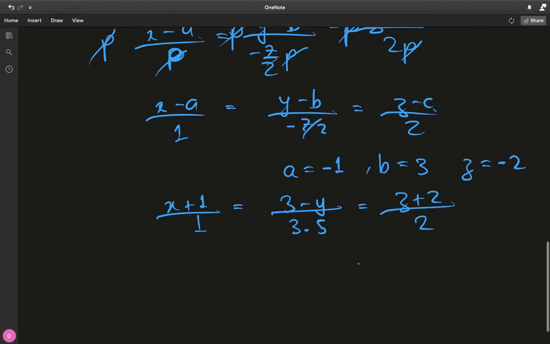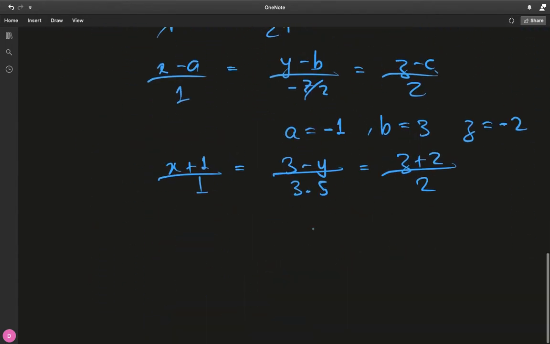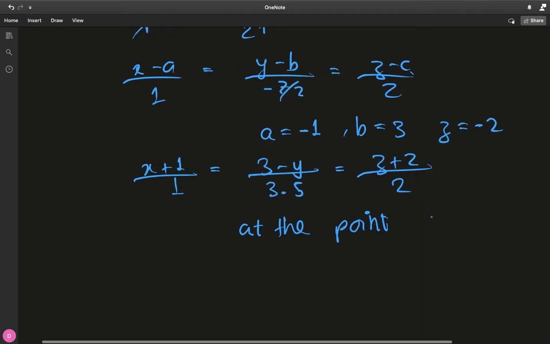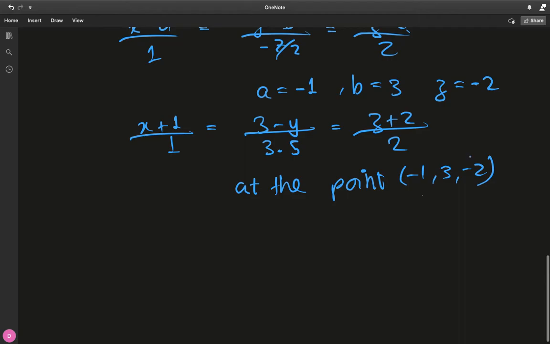And in case you're wondering whether this point is satisfying this equation for the line, we can plug that point in. Negative 1, if you plug that in, you'll have 0. If you plug in 3, you'll have 0. If you plug in negative 2 here, you'll have 0. So at the point (-1, 3, -2), everything will become 0. So 0 equals 0 equals 0, and indeed this point is satisfying this equation, and this is actually our required equation.